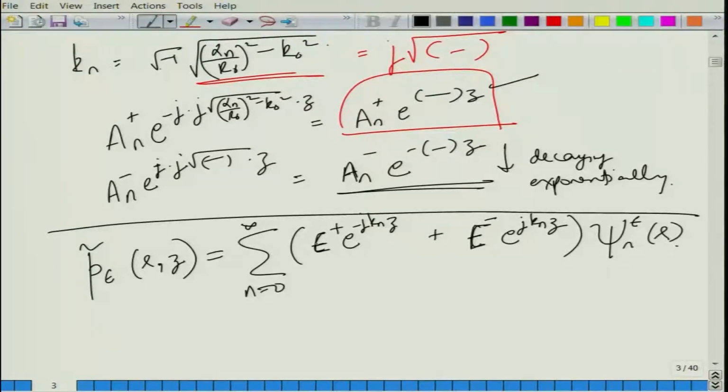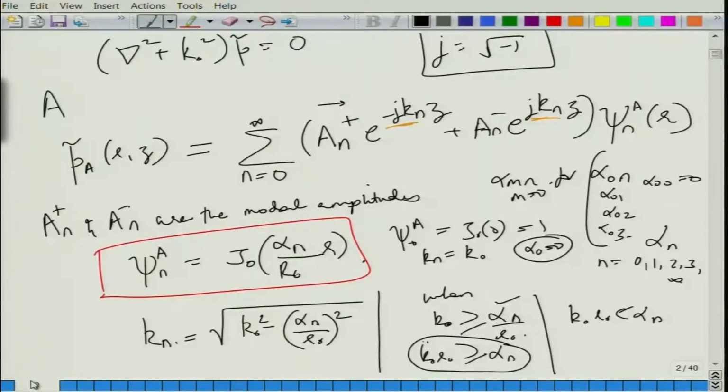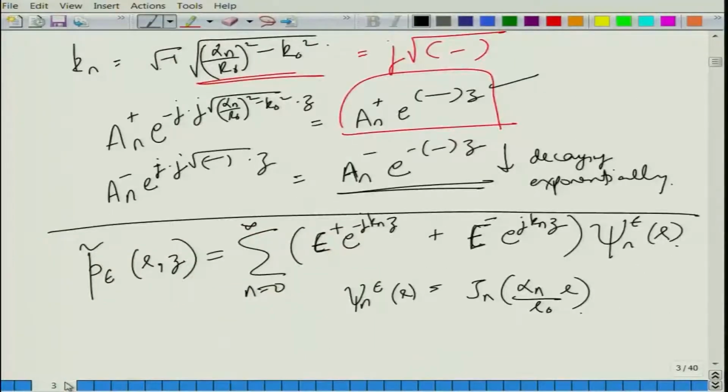Okay. Now, the same things would apply. Xi n E is nothing but alpha n by r naught into r, and actually I guess I made a small mistake here. This is r naught here, I am sorry, and everything else seems to be alright, and this is r naught.